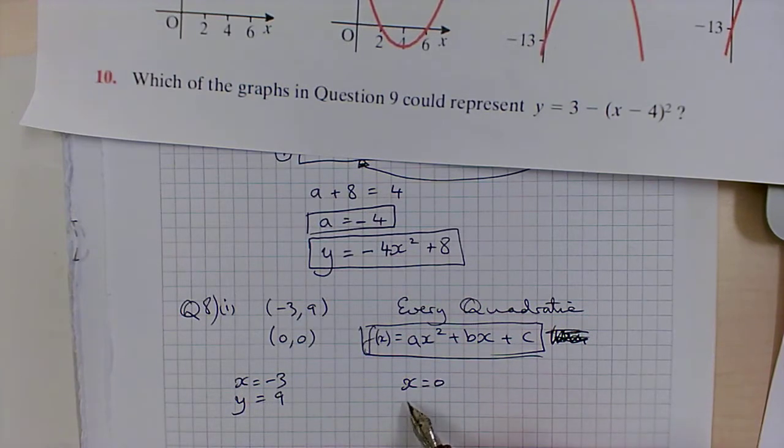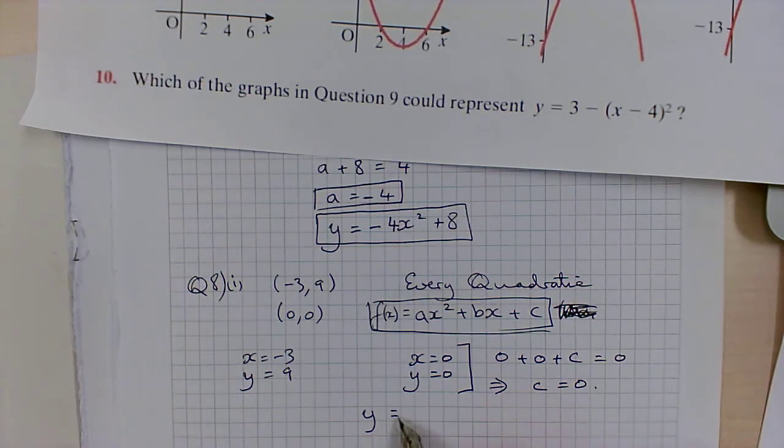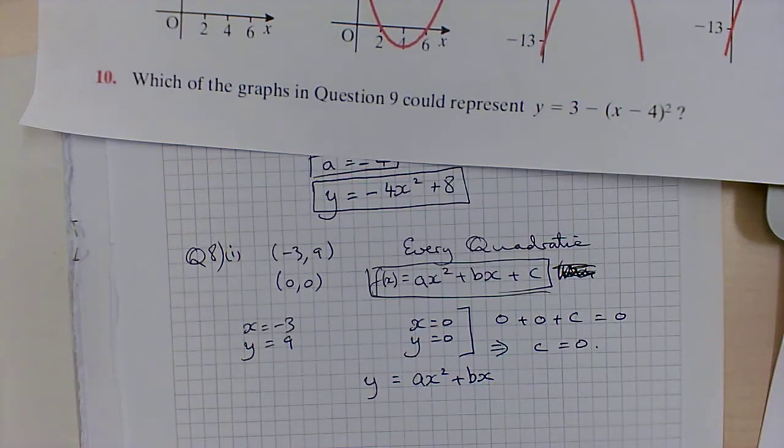Why am I using the 0, 0 first? Because it's going to make things really easy for me. When I put in x equals 0, I get 0 plus 0 plus c equals 0. So that means c is equal to 0, and my equation is actually in the form y equals ax squared plus bx, like that. Now, do I have quite enough information?